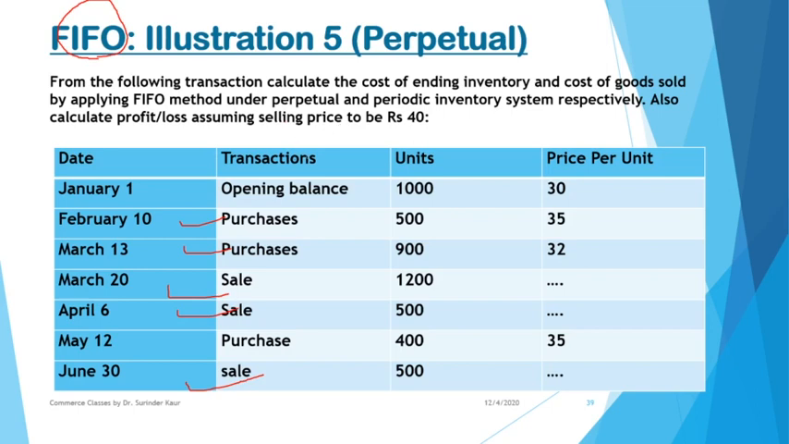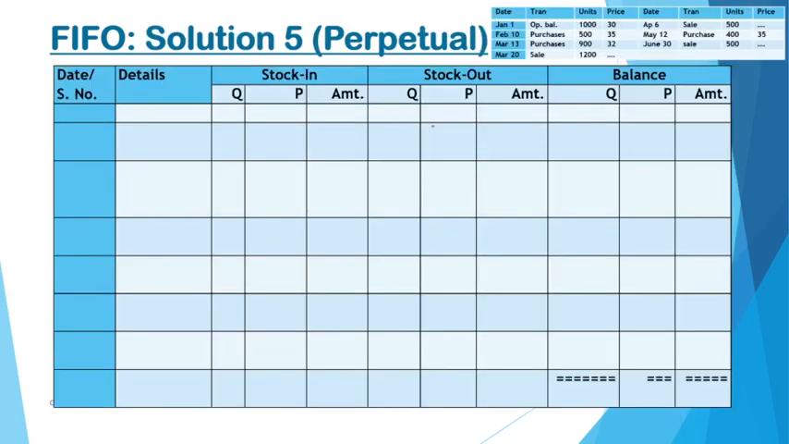Now here the selling price is given to be 40 rupees, which means we will be using the cost based method because cost is lesser. Let us see the working of this system. Initially we have an opening balance with us, isn't it? The very first thing that we have is an opening balance of 1000 units at the rate of 30. So we can directly enter the opening balance of 1000 units at the rate of 30 rupees.